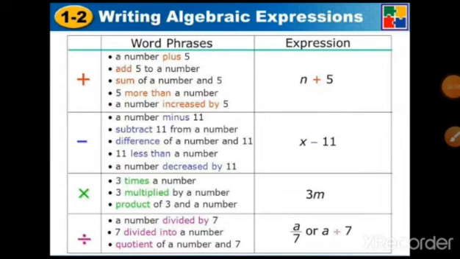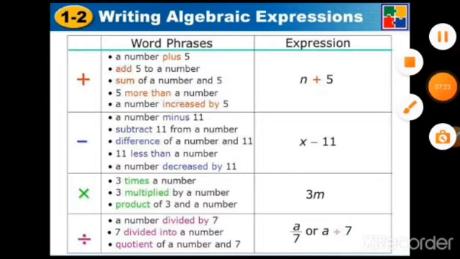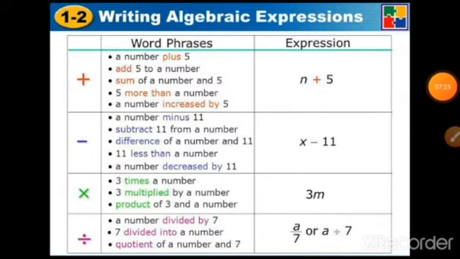Next, here again we find the word phrases for symbolizing addition. We will write a number plus 5. So that means a number we are taking as n plus 5. Next, add 5 to a number. So we are writing n plus 5. Again, sum of a number and 5. The same thing. So we are writing n plus 5.